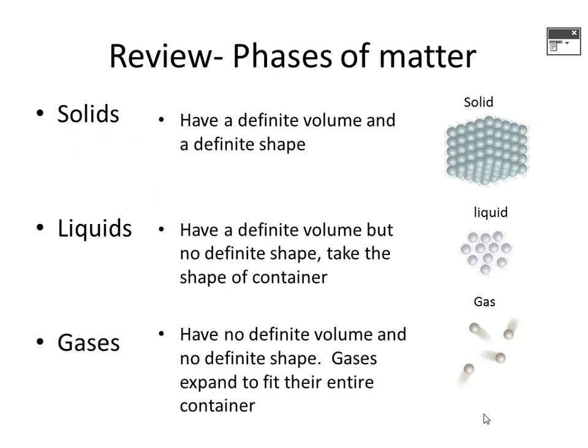So first off, the phases of matter that we talked about are solids, liquids, and gases. Solids have a definite volume and a definite shape. And here's a little molecular model. Liquids also have a definite volume, but they don't have a definite shape. They take the shape of your container, much like the liquid here in Joey's water bottle.